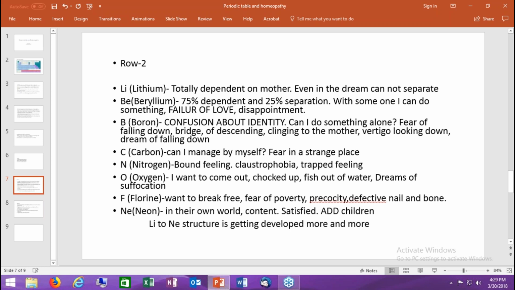Later on, develop symptoms like claustrophobia, fear of narrow space, difficult to cross from one bogie to other bogie in a train. There is a trapped feeling. I cannot go anywhere out. This is my life. These are the boundaries of my life. So there is a much discomfort feeling that is calling for nitrogen.